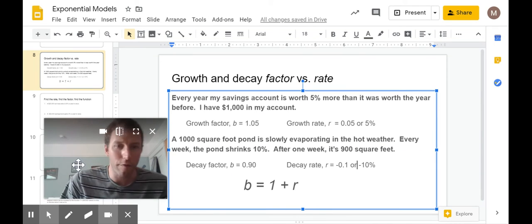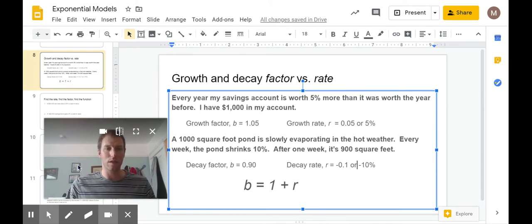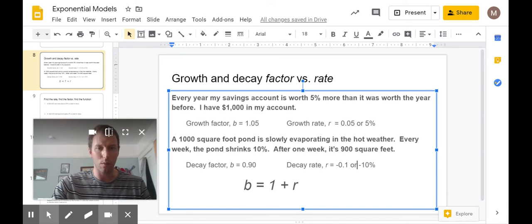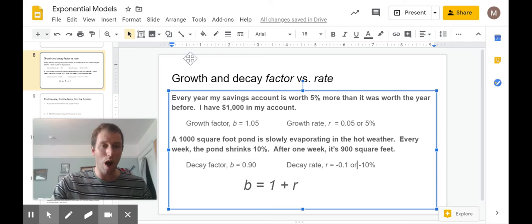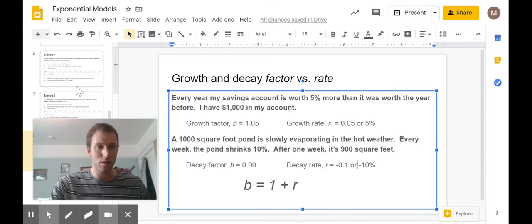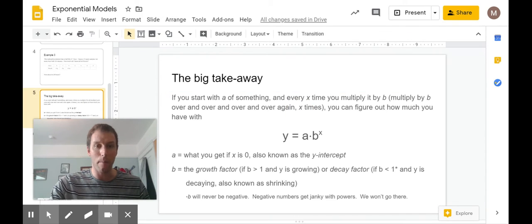All right, here is our final video wrapping up this little slide deck explanation of exponential models. So we left off right here. We talked about the difference between a growth or decay factor and a growth or decay rate. Our equation is still y equals a times b to the x, as we talked about a few slides ago, where a is the initial amount we start with, b is whatever we're multiplying it by every time. Mathematically, that's all that's happening.